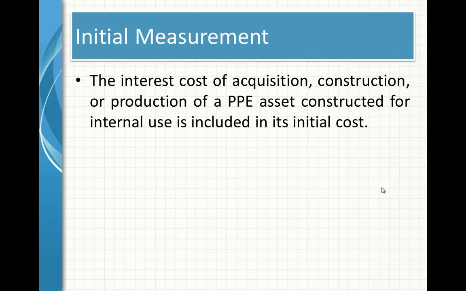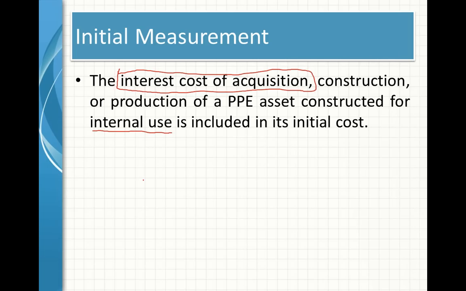The initial measurement includes acquisition, construction, production, etc. Everything. But the interest which you paid on construction of any asset which is used for internal purpose is to be capitalized. Internal use. So the condition is, please write down one more point: interest cost of acquisition, construction is to be included in the asset provided the asset is used for internal use.